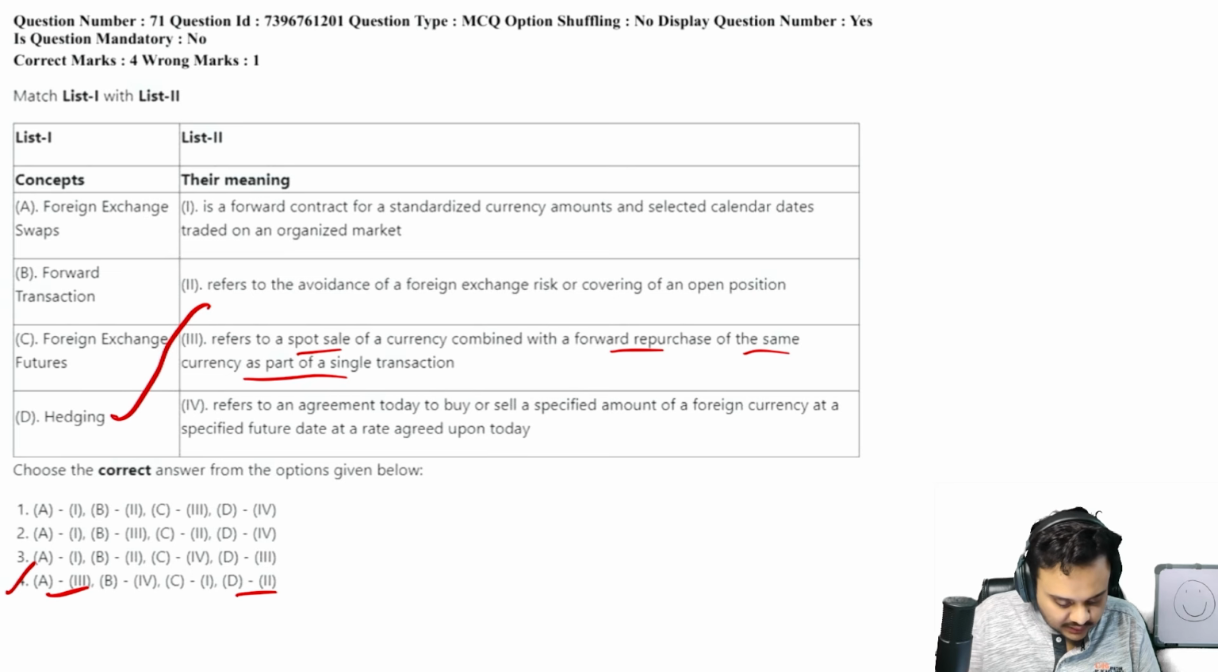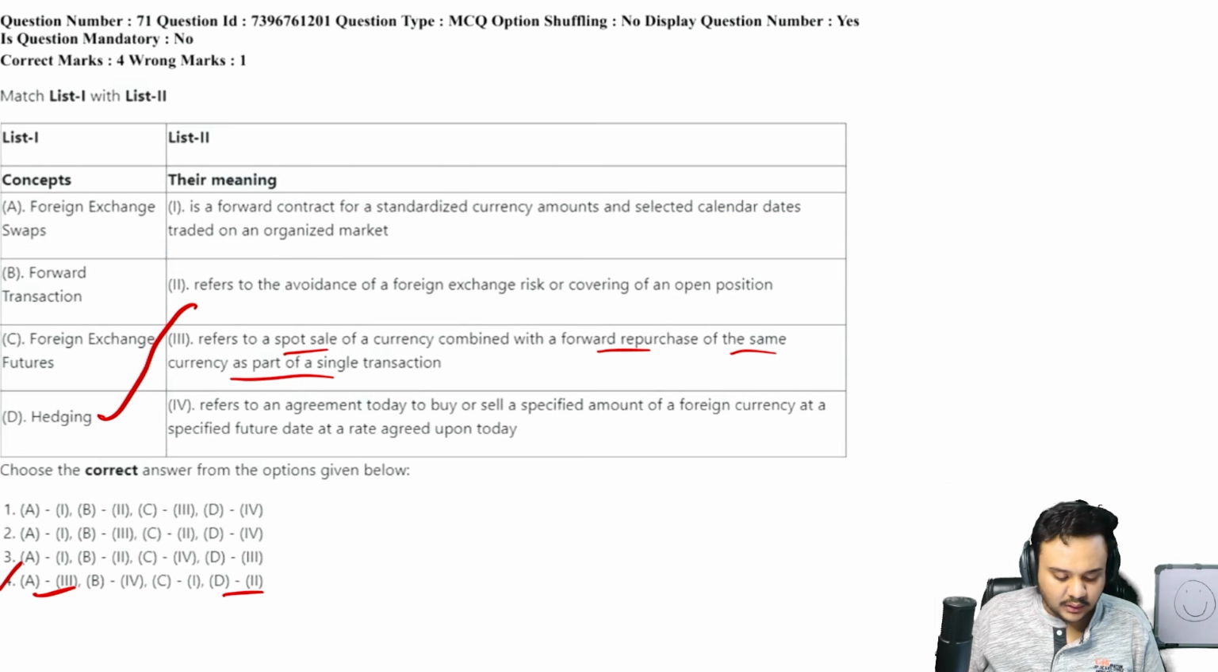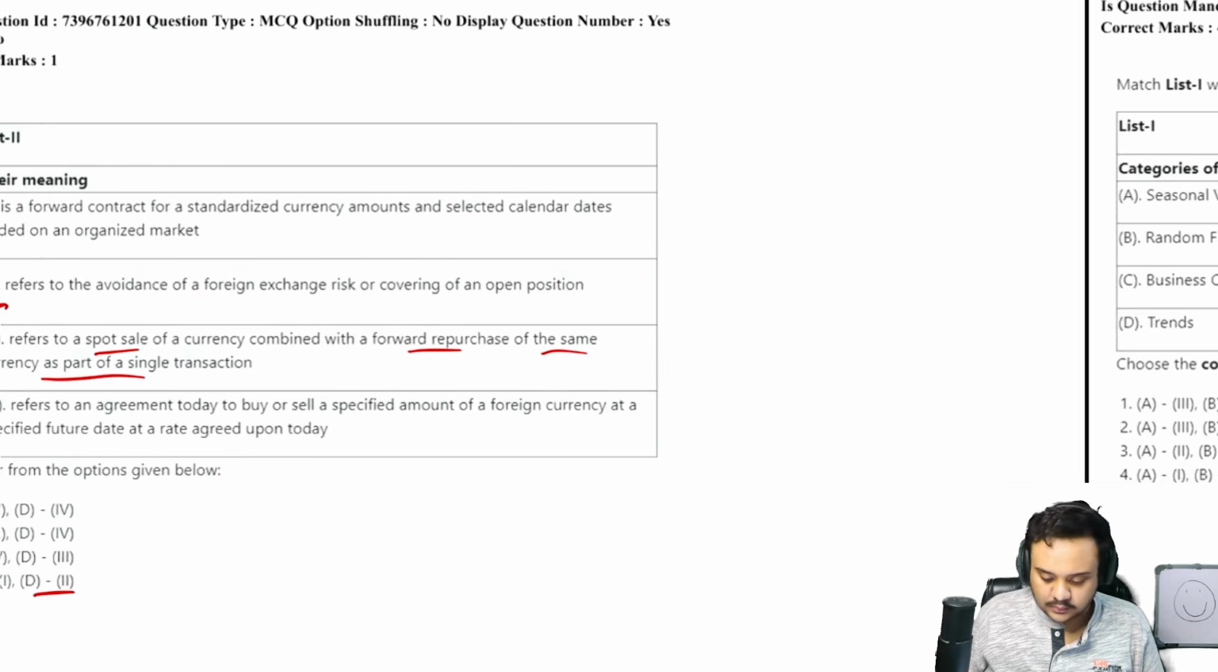Then future and forward, you can just read that. Forward is given as this refers to an agreement today to buy or sell a specified amount of foreign currency at a specified future date and a rate agreed upon today. Then futures, a contract for standardized currency amounts and selected calendar dates traded on an organized market. Yes, so let us move on.